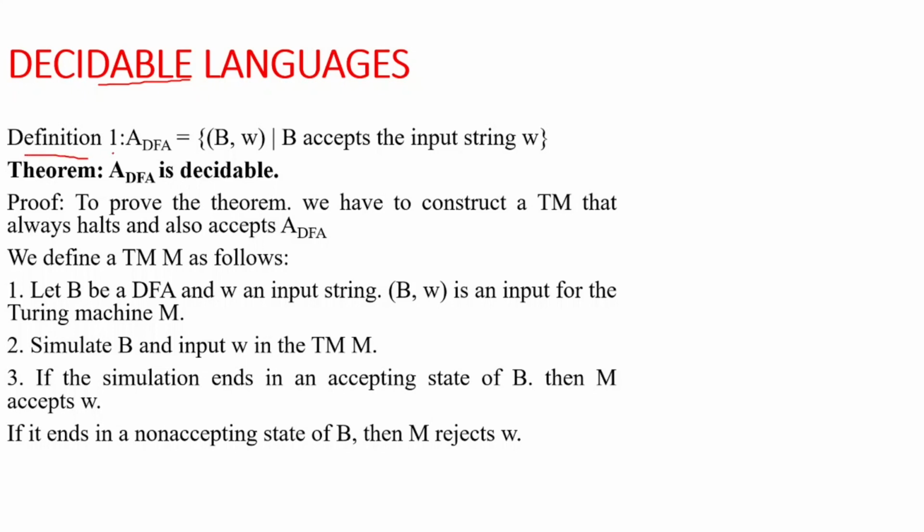This is the first example, and here the language is ADFA. Normally we have seen the language defined as L, right? But this is another way of representing the language. It is named ADFA, and it consists of B, W. Let us see what exactly B and W are. B accepts the input string W. So B here is a DFA. So this is the language definition: the DFA B accepts the input string W. So if this is the DFA, and if input W is given, it should be able to accept it. And the theorem with respect to this definition is that the language ADFA is decidable.